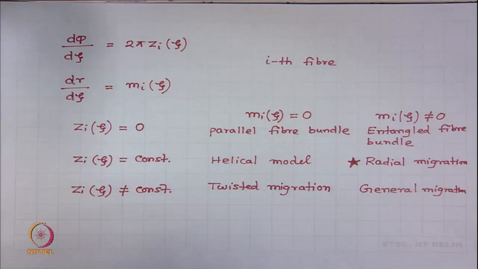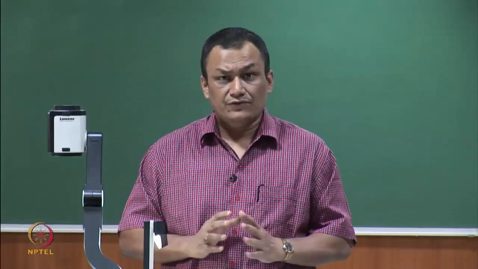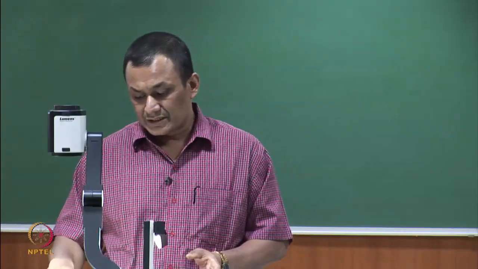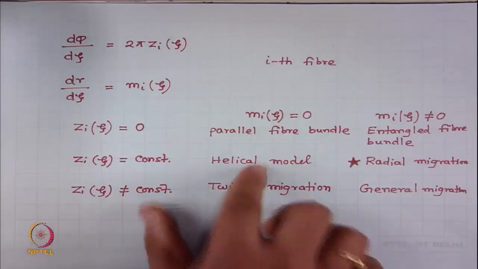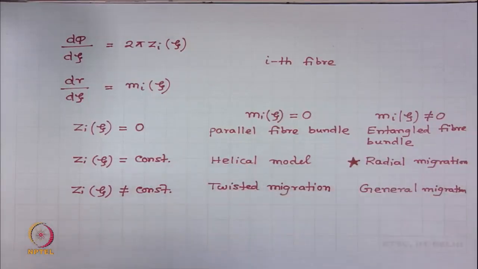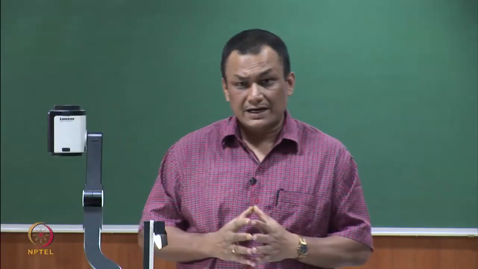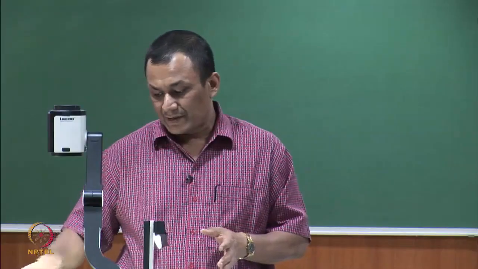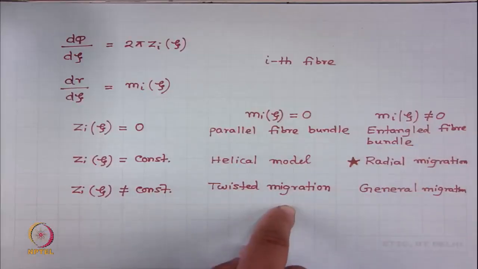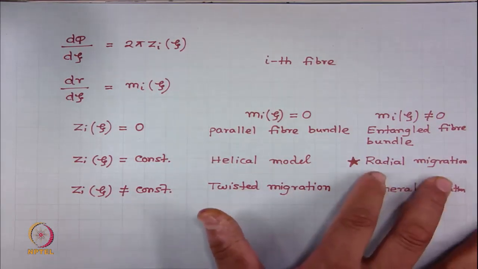Just to give you a note, there is a lot of knowledge available in yarn structure regarding parallel fiber bundle, helical model, radial migration. In some literature also certain ideas are available on entangled fiber bundle and twisted migration. In this particular module, we focus on radial migration of fibers in yarn.